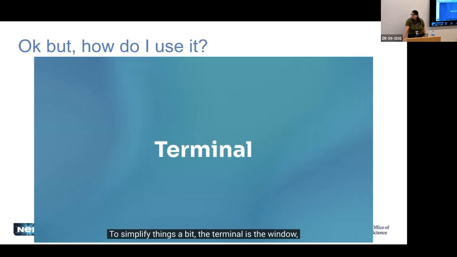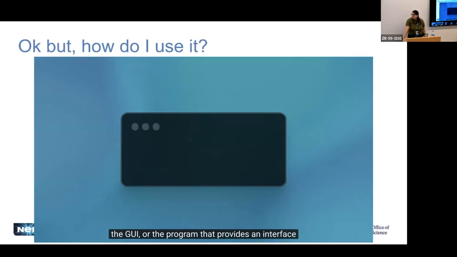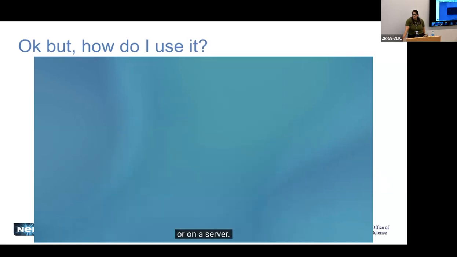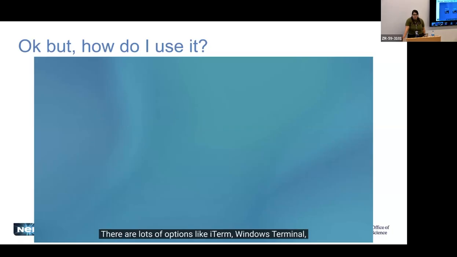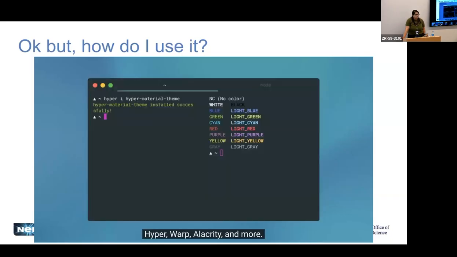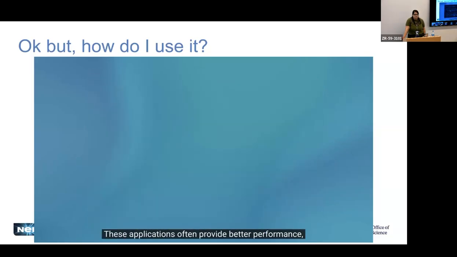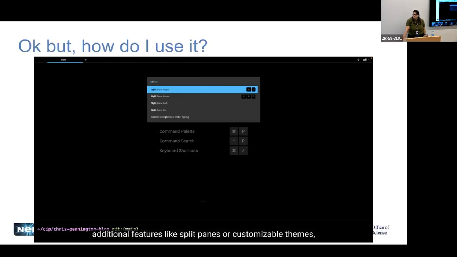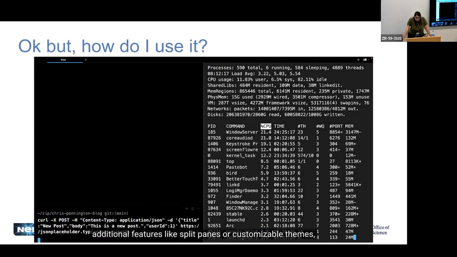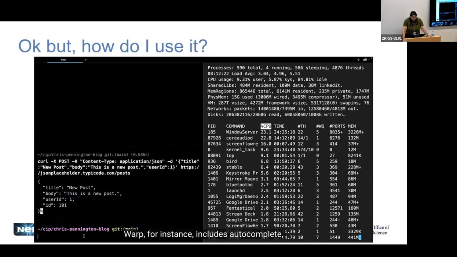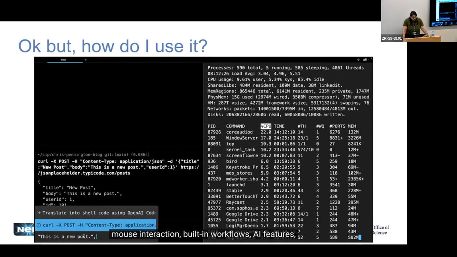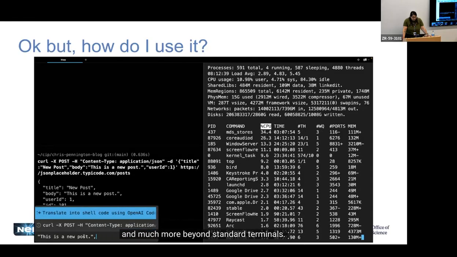To simplify things a bit, the terminal is the window, the GUI, or the program that provides an interface for typing commands, whether you're on your computer or on a server. Windows, macOS, and Linux distributions include default terminal applications, but many developers prefer more custom options. There are lots of options like iTerm, Windows Terminal, Hyper, Warp, Alacritty, and more. These applications often provide better performance, additional features like split panes or customizable themes, or cross-platform compatibility, so you have the same experience everywhere. Warp, for instance, includes autocomplete, mouse interaction, built-in workflows, AI features, and much more beyond standard terminals.